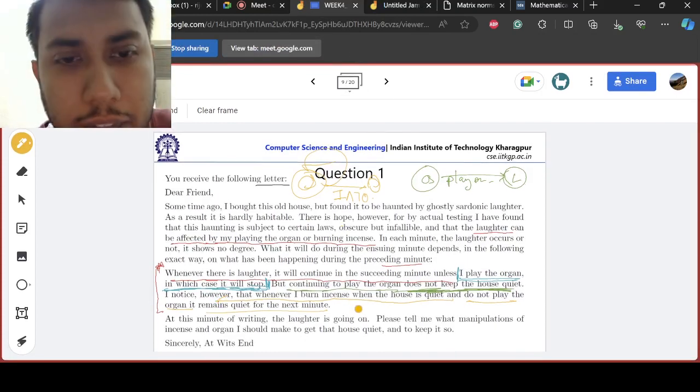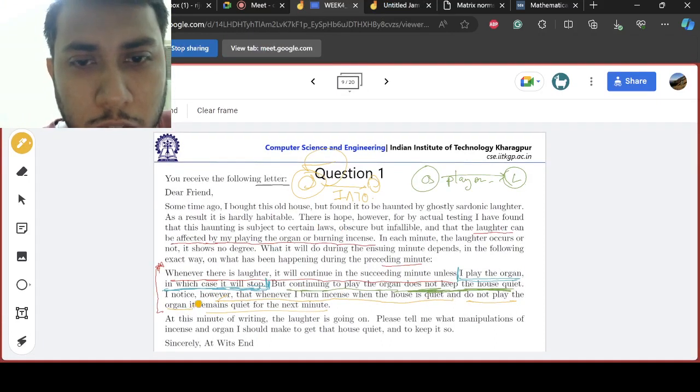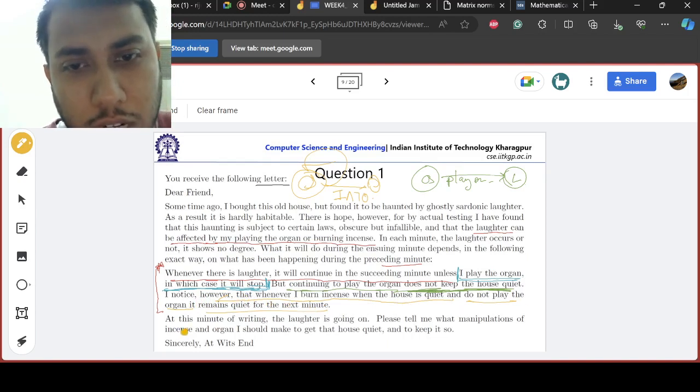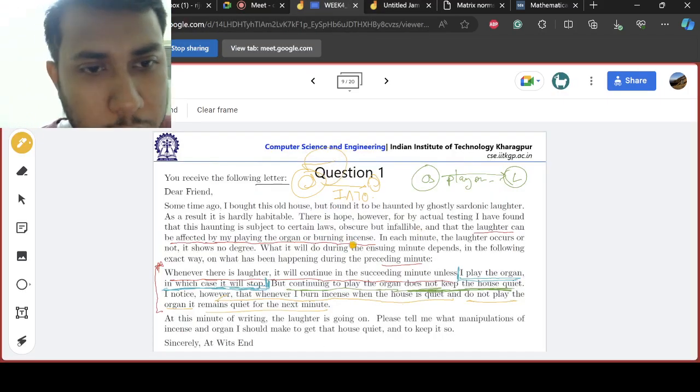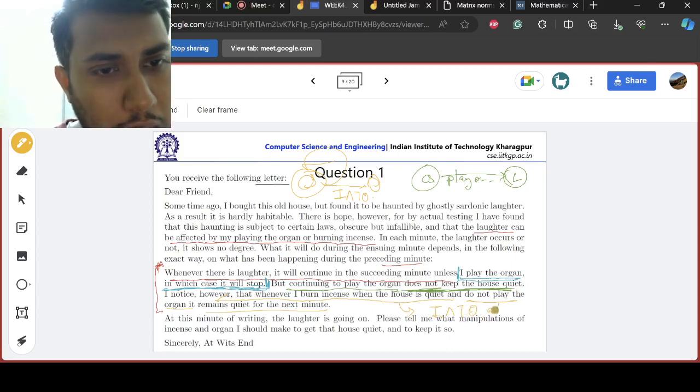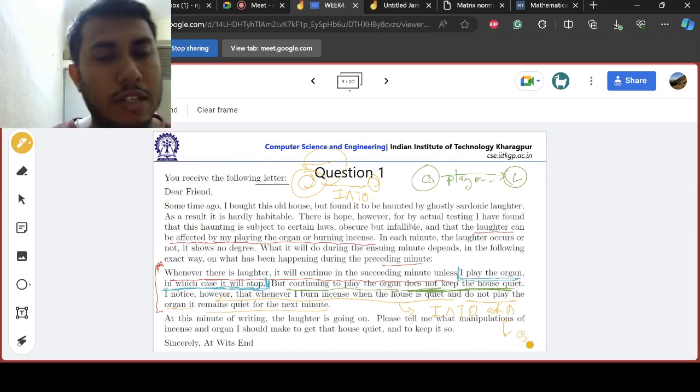I notice that whenever I burn incense when the house is quiet and do not play the organ, it remains quiet for the next minute, right? So this means if you are burning the incense, that is I, and not O, at Q, you will remain at Q, right? So that is the thing.